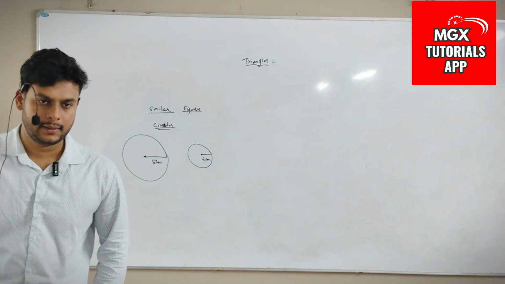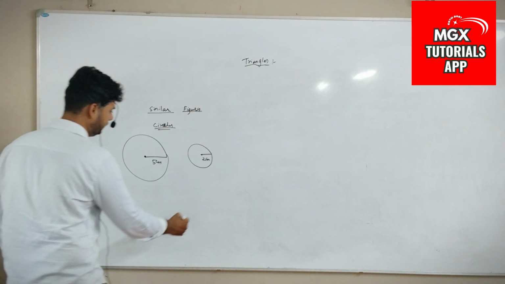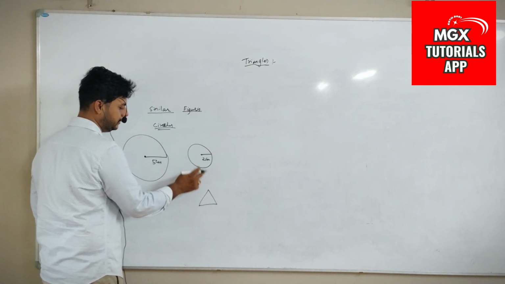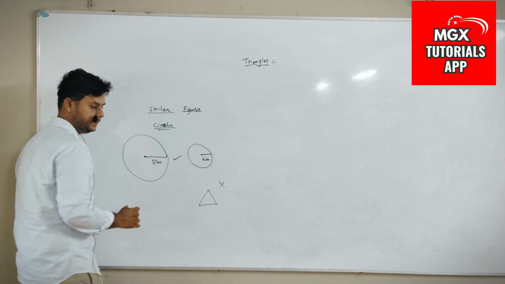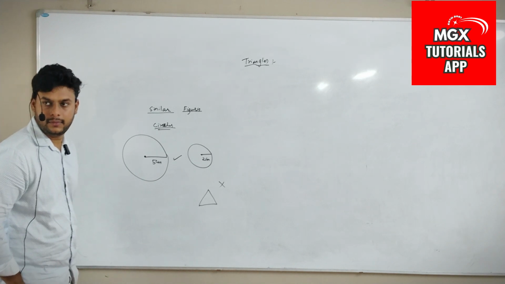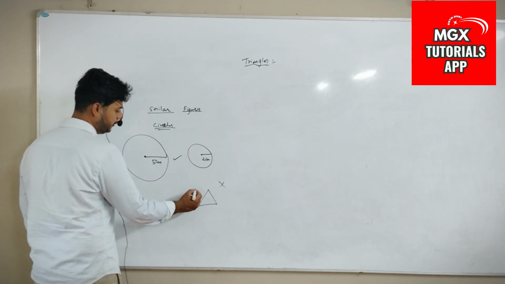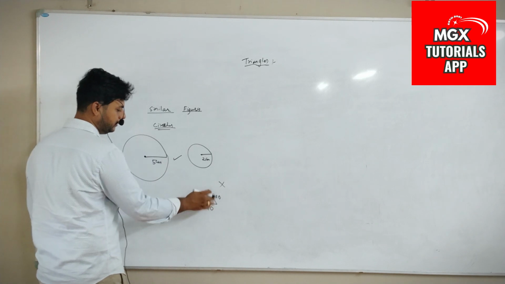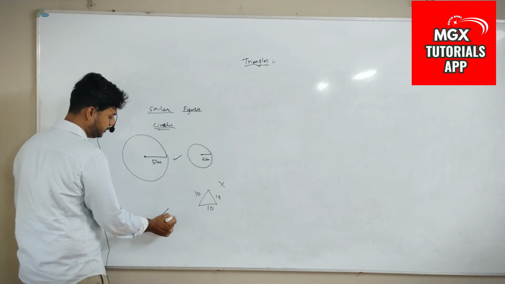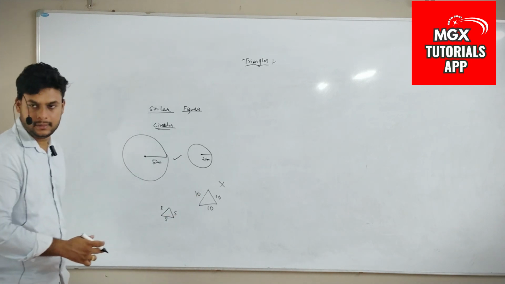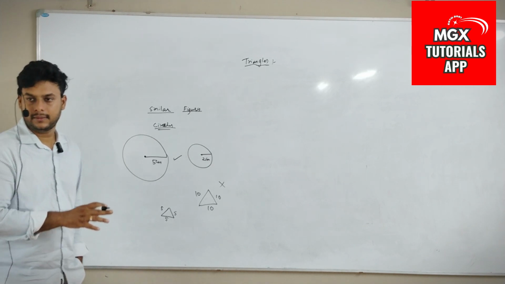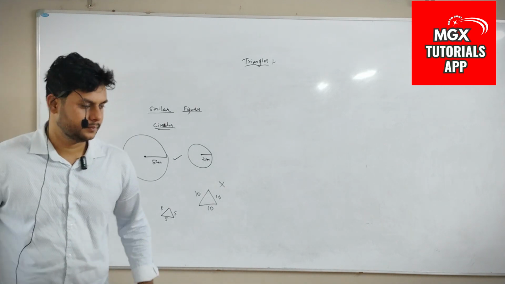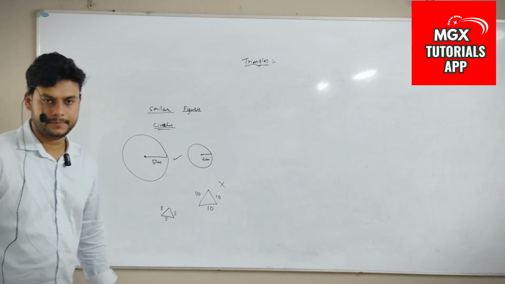Now if I make one triangle, is this and this similar? Similar figure? No. But this and this are similar figures like that. We can take one more equilateral triangle, 10 centimeter, 10 centimeter, 10 centimeter. And another, 5 centimeter, 5 centimeter, 5 centimeter. This and this are similar figures. This is how similar figures take place. Simple concept.